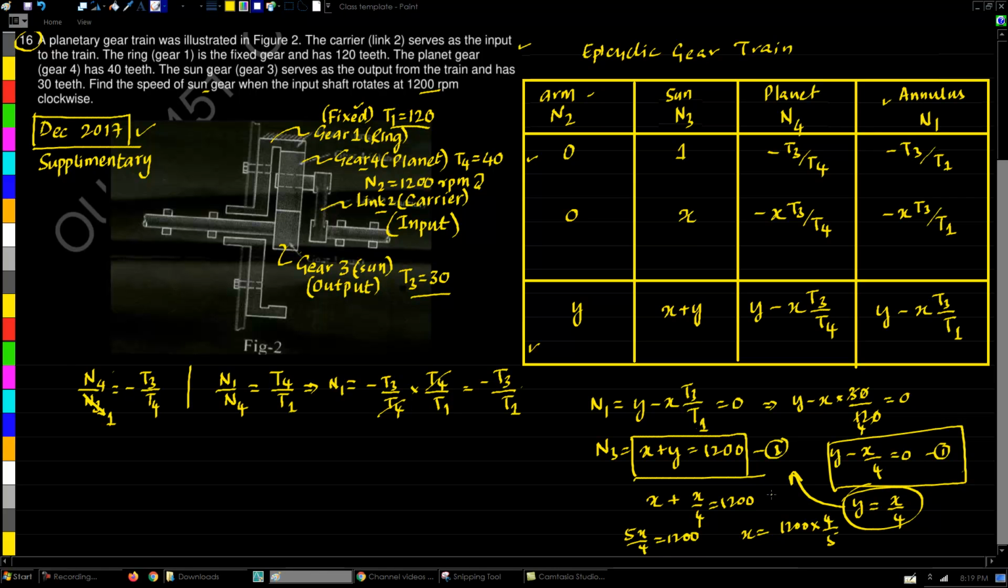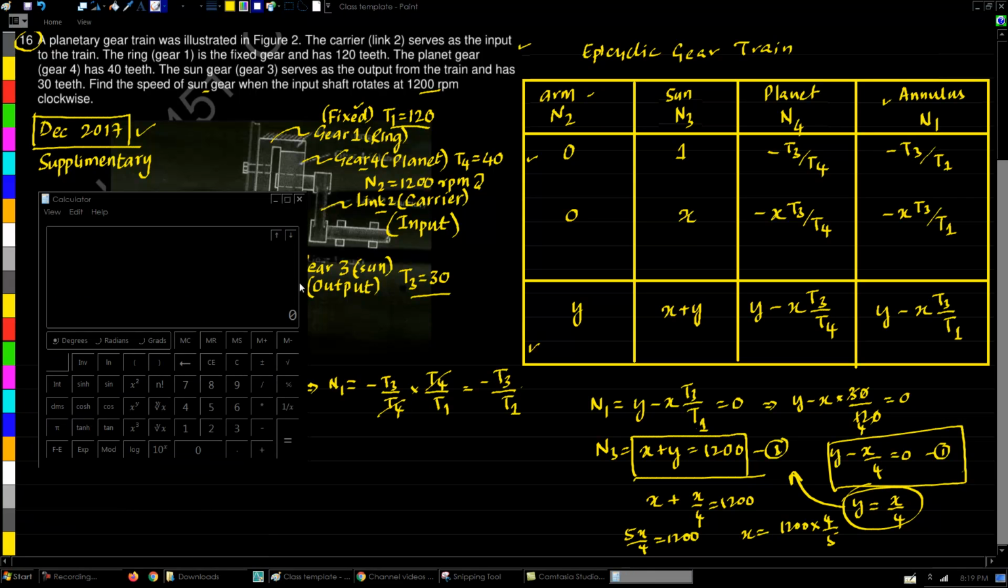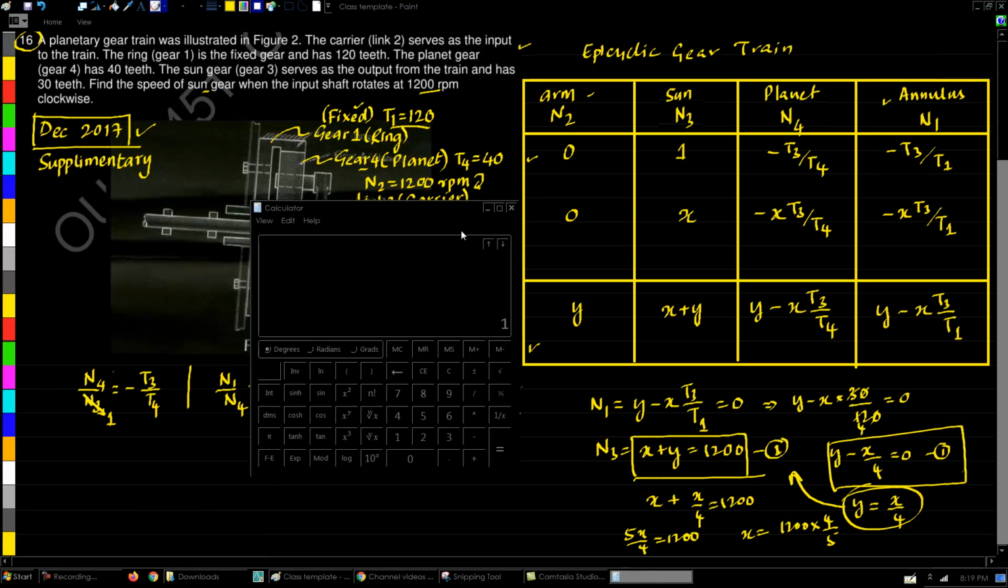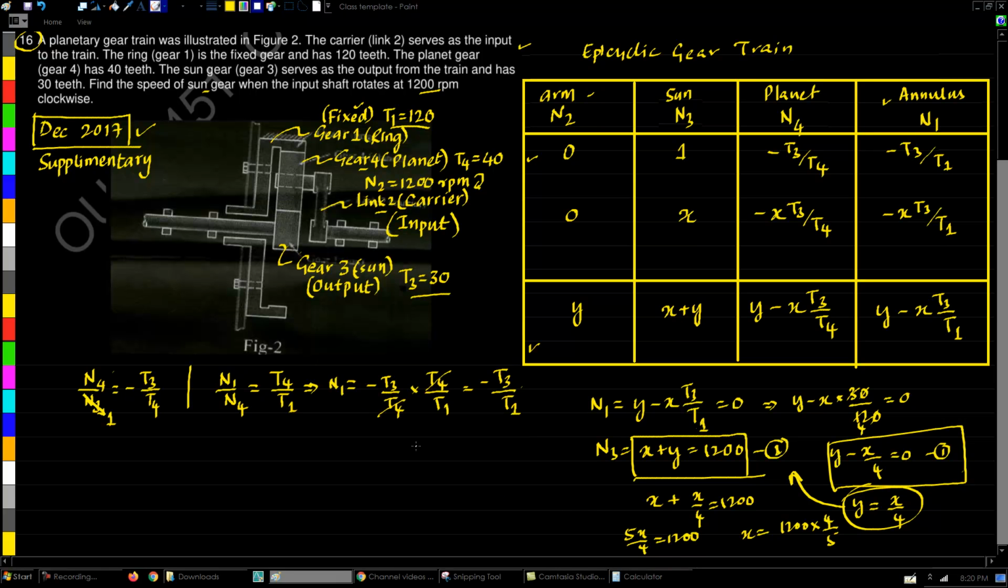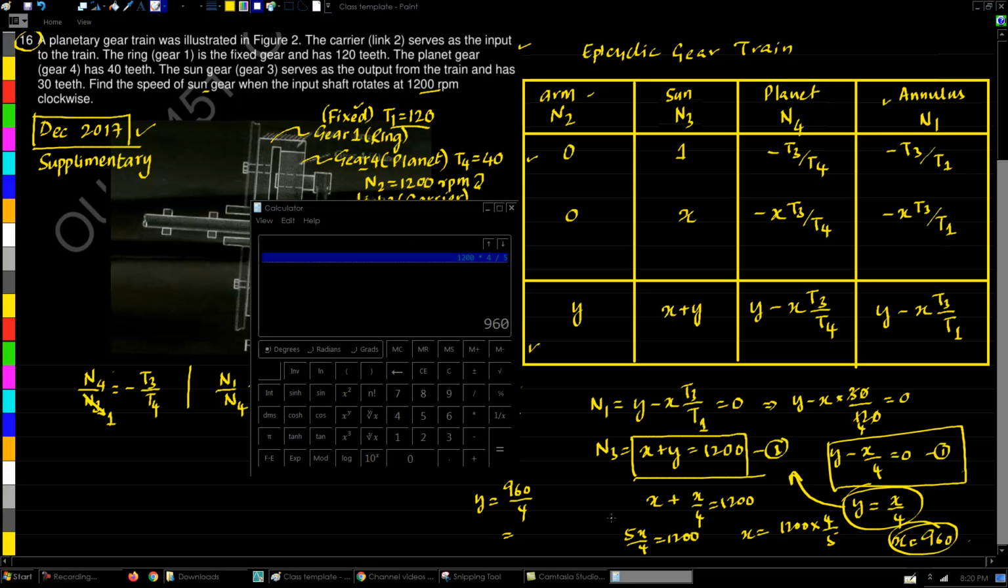Let us calculate this. So 1200 into 4 by 5 is giving us 960. So that means the value of X here is 960. And the value of Y we can get by substituting the value of X in this equation, and that gives us X by 4, that is 960 by 4, which is 240.